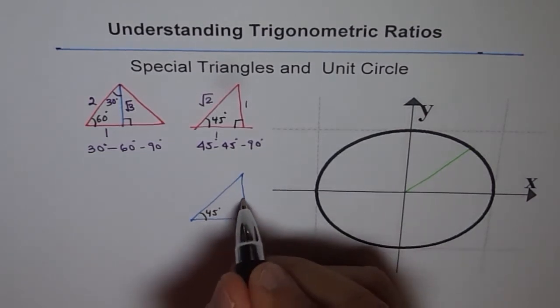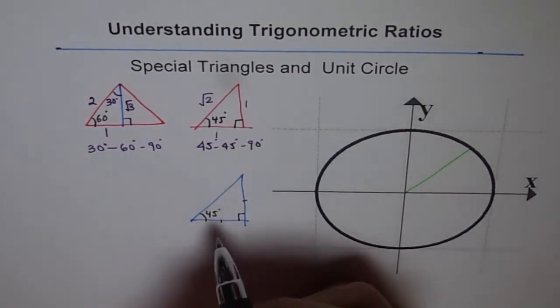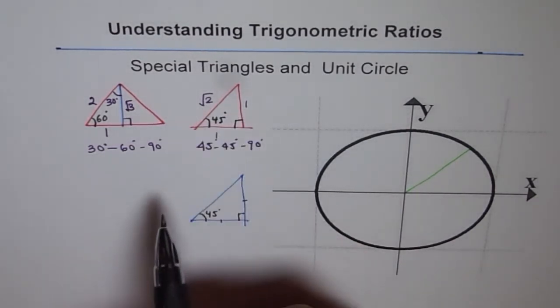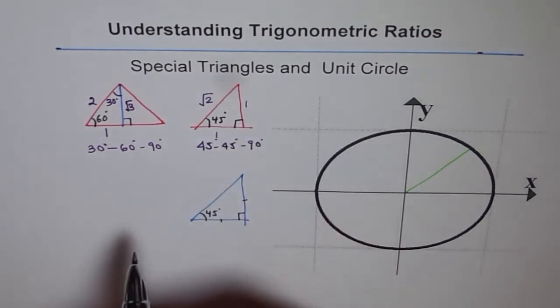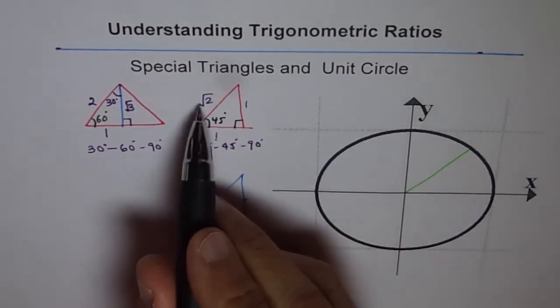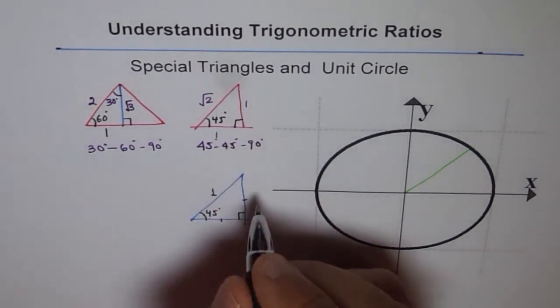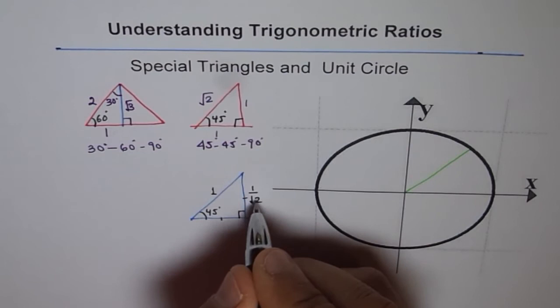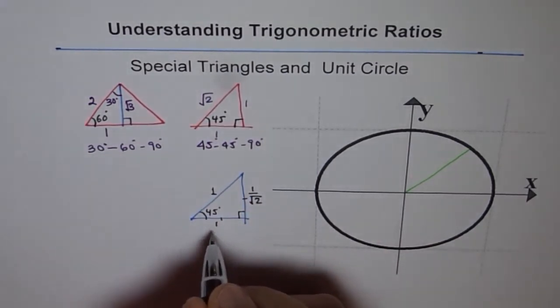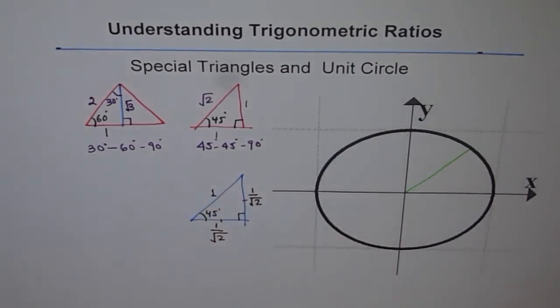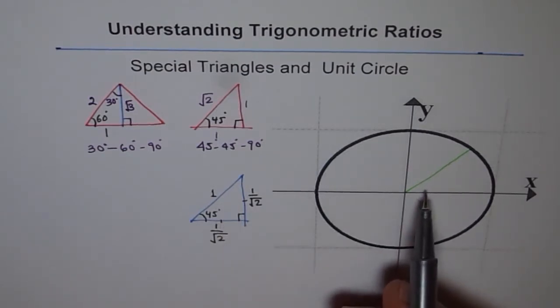If it's 45, these two sides have to be equal, correct? Now to make the hypotenuse 1, we can divide by square root 2. So if I divide all three sides by square root 2, what do I get? Square root 2 divided by square root 2 is 1, correct? And here 1 divided by square root 2. This is what I get here. And this side also becomes 1 divided by square root 2. So my special triangle now looks like this, correct? It's kind of complicated, but you'll find it meaningful when we translate these things on the other side.